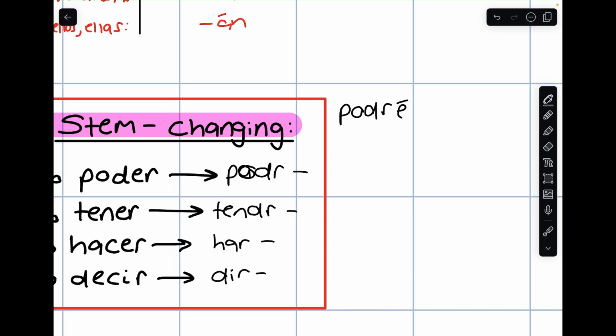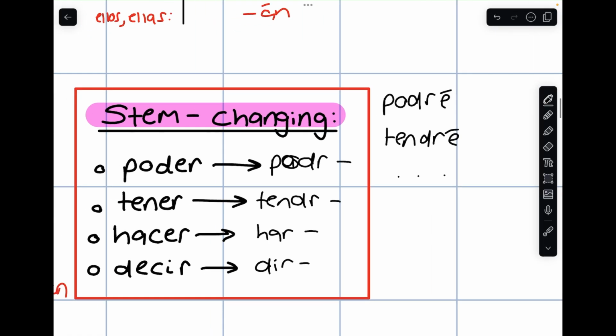For tener, I take my new stem, T-E-N-D-R, add on my ending, tendré. And that is the process that we will carry out for all of our stem changing verbs. Like I've been saying before, there are lots of stem changing verbs in Spanish, but these are the key ones to learn for your exam.